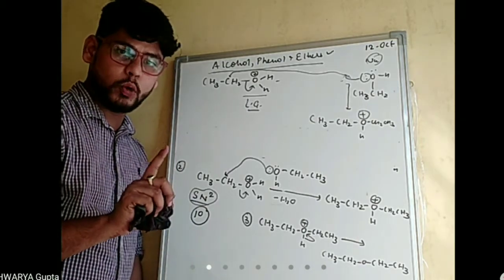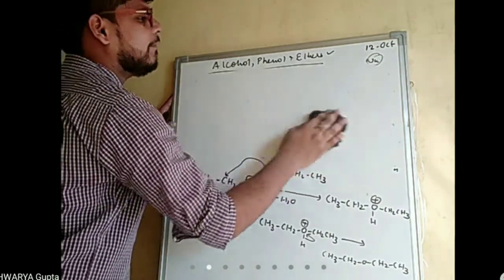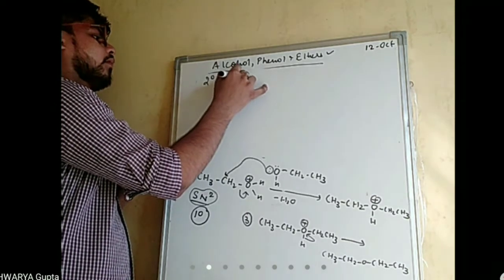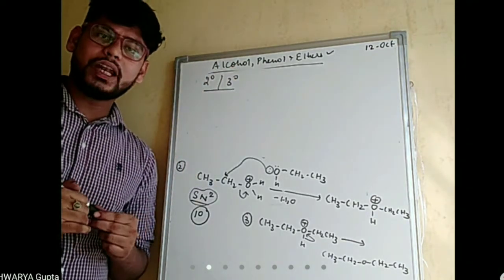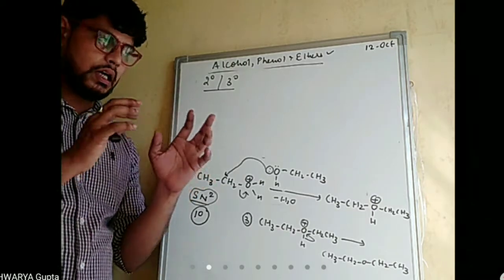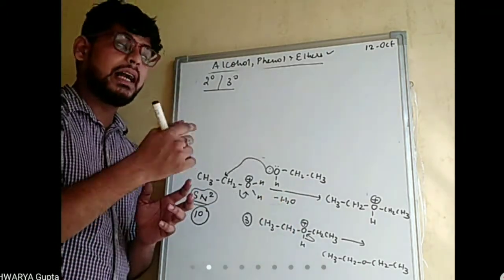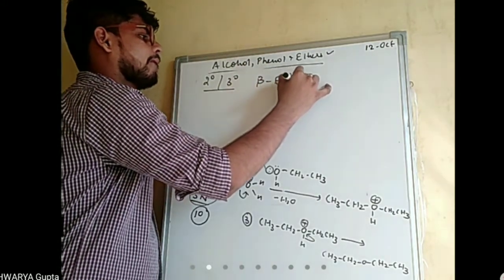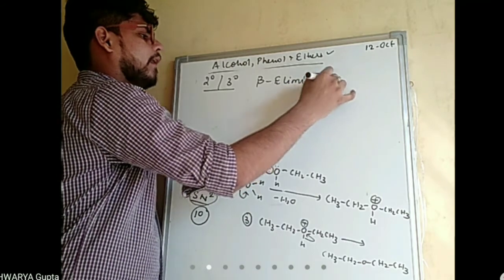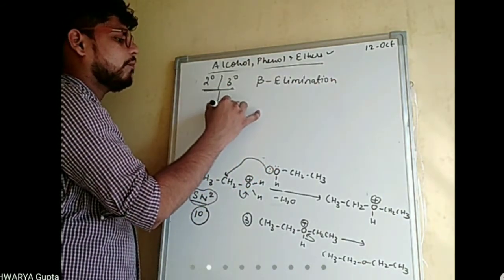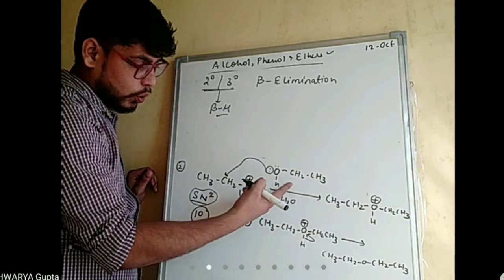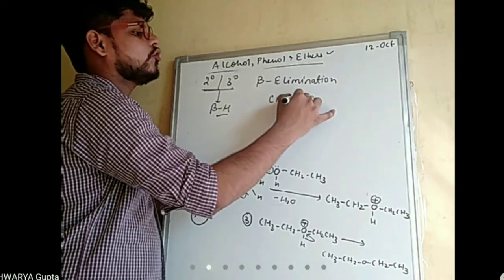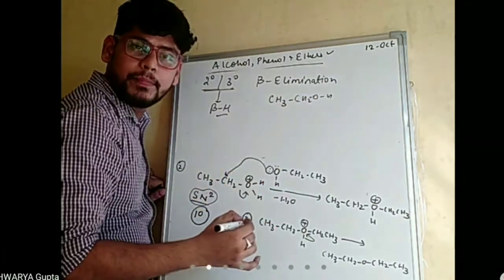Okay, let's note down these points. What if we take secondary and tertiary? So I will not be going into detail, but you can recall beta elimination. If it is secondary or tertiary, there will be the presence of beta hydrogen, in CH3OH, CH3CH2OH.